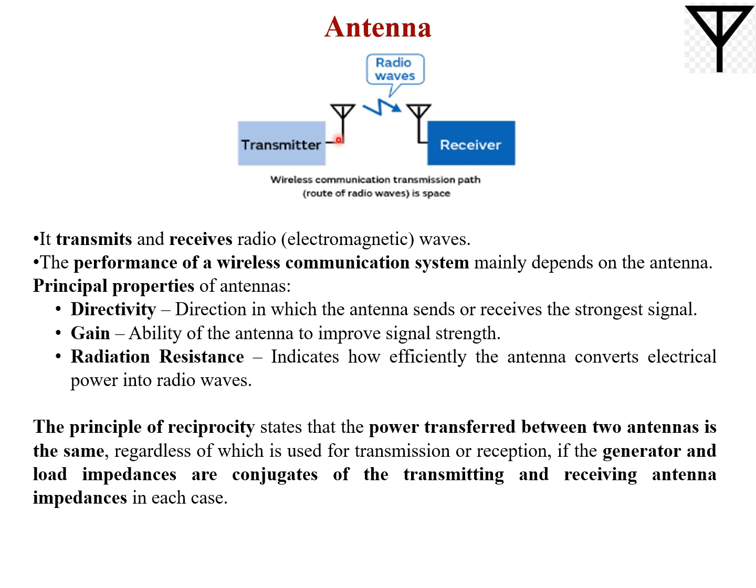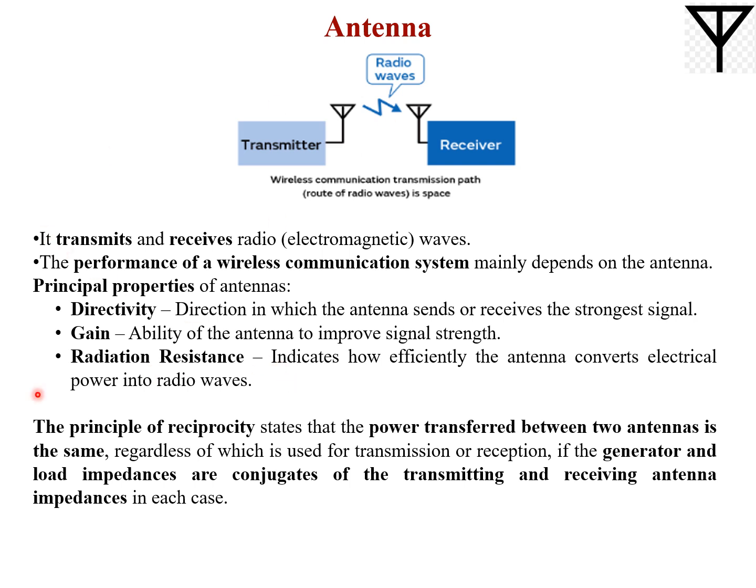Antenna. An antenna is a device that connects a transmitter or a receiver to free space. It transmits and receives electromagnetic waves. The performance of any wireless communication system mainly depends on the antenna. The principal properties of an antenna are directivity, gain, and radiation resistance. Directivity means the direction in which the antenna sends or receives the strongest signal. Gain is the ability of the antenna to improve the signal strength. Radiation resistance indicates how efficiently the antenna converts an electrical signal into an electromagnetic signal or radio waves.